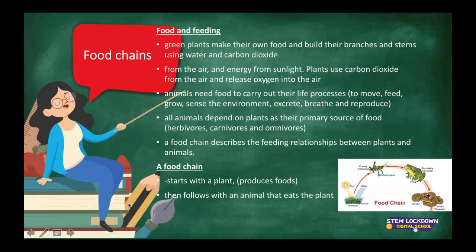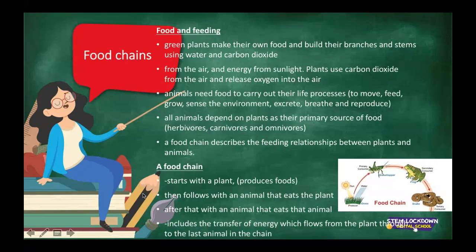Then follows an animal that eats plants, which in our case here is a grasshopper. After that, an animal that eats that animal, which should be a frog in our scenario. It includes the transfer of energy which flows from the plant through to the last animal in the food chain. And our last animal here in our food chain is a reptile, or we can say a snake. I hope you guys understand what a food chain is.